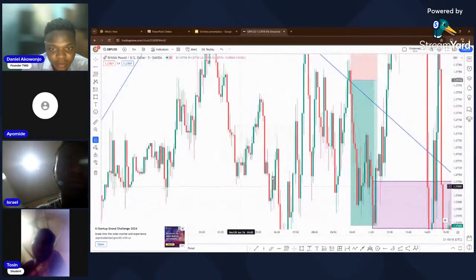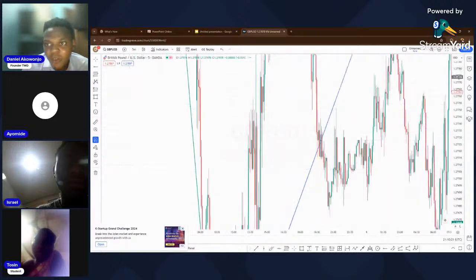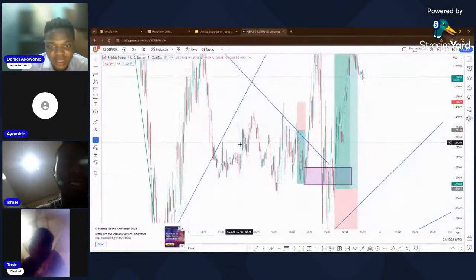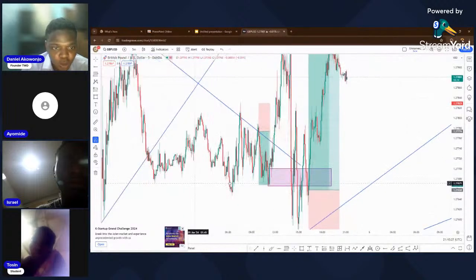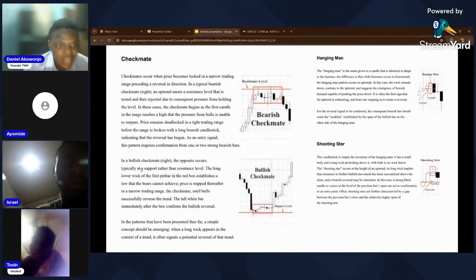So now let's just look at this one, right? This one here. So now you can see this, right? Before the buyer started taking charge of the market, price did a lot of tests at this point in time. So now what does this mean? It means that this one's going to be a bullish checkmate. That's the opposite, bearish, bullish. You understand? Typically at the support, do you understand?